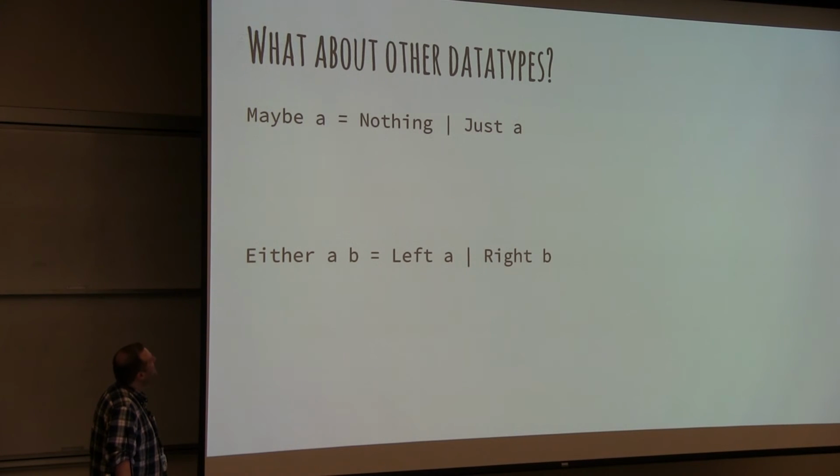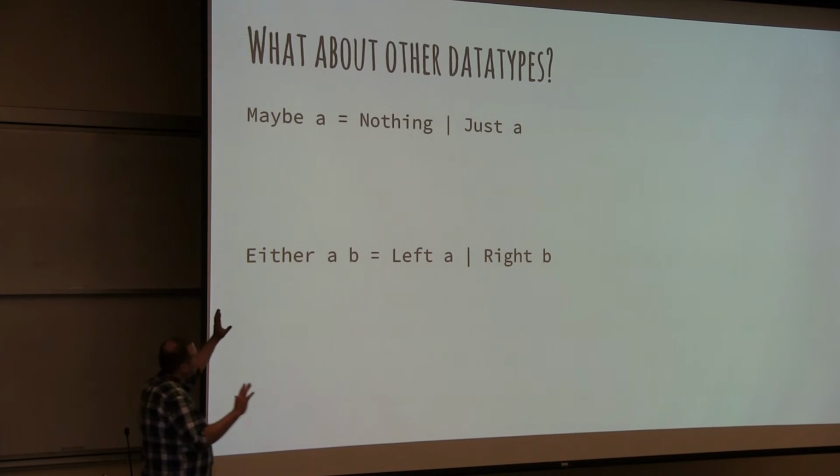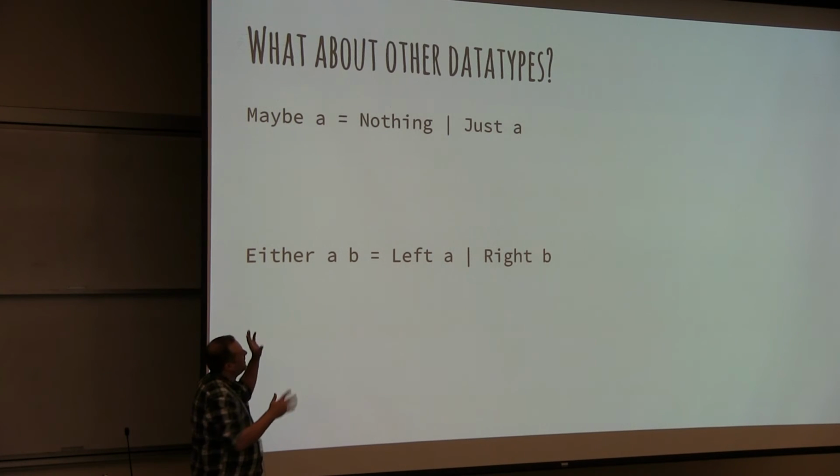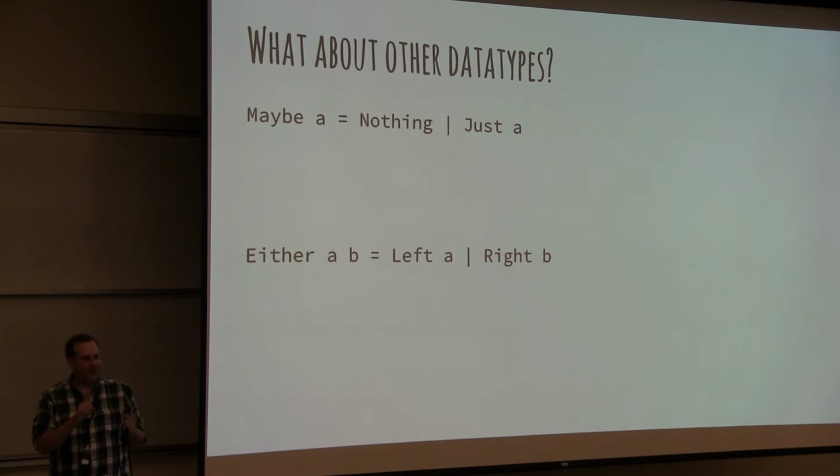So, knowing all that, what would you think the fold over Maybe will be? Yeah. If we have nothing, then we use the default value. Otherwise, we use the value inside the Just. Yeah. But we need to combine the value inside the Just with the default value. Actually, Maybe is almost like a list with only one element or zero elements. It's very similar, but it doesn't have recursion.